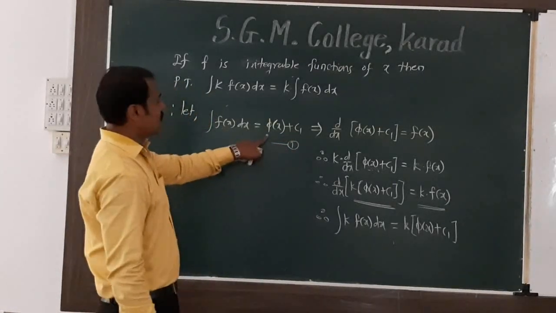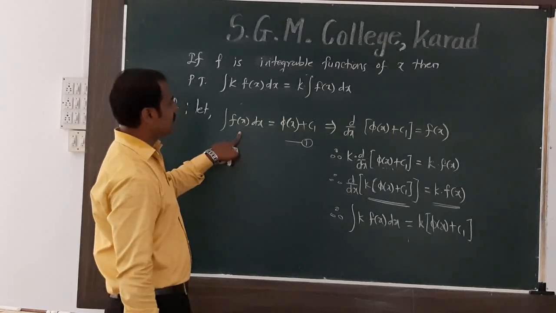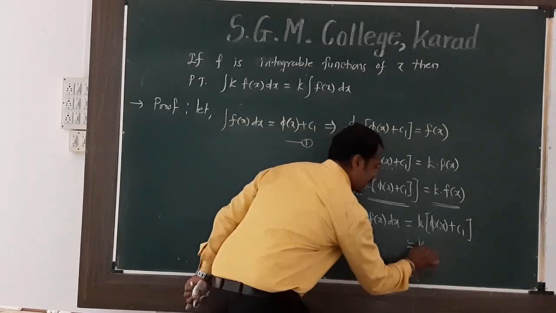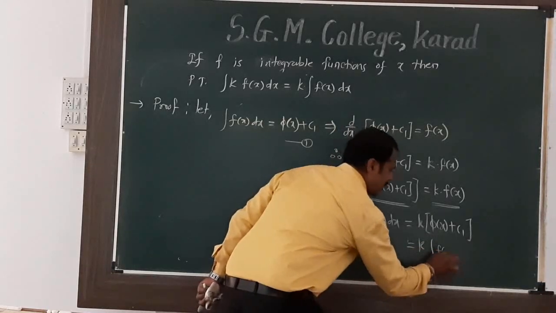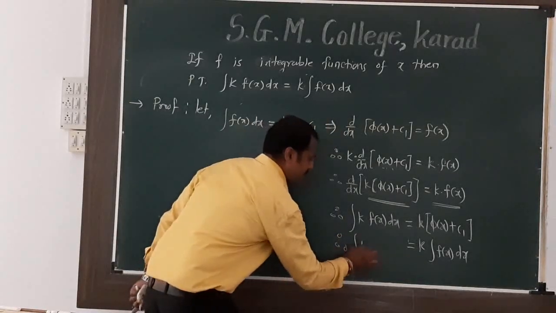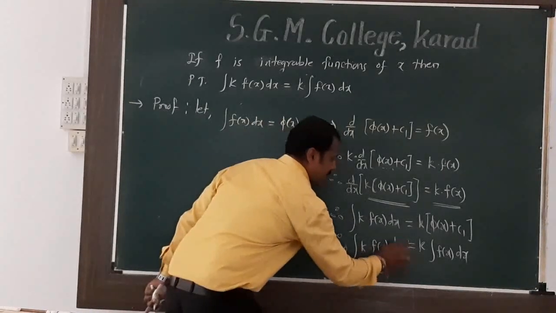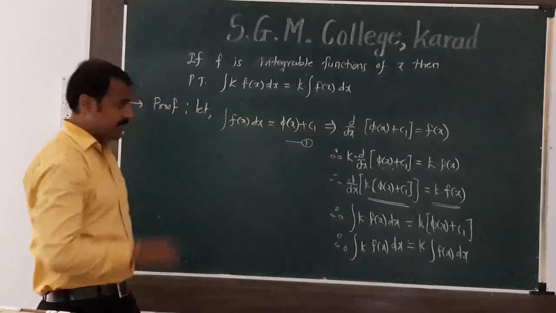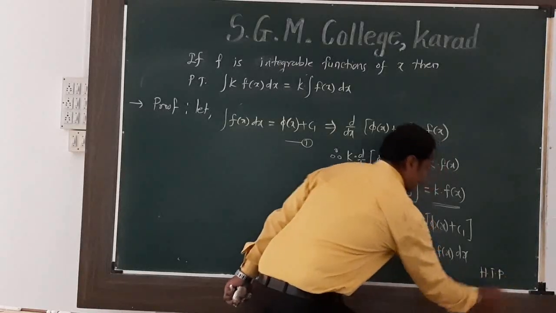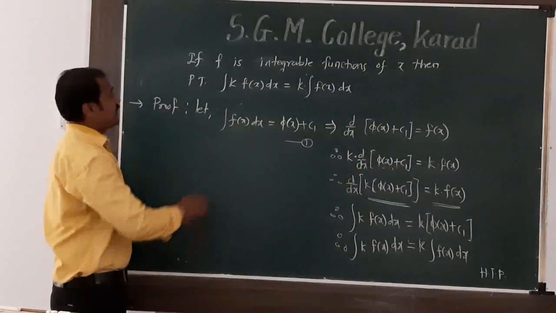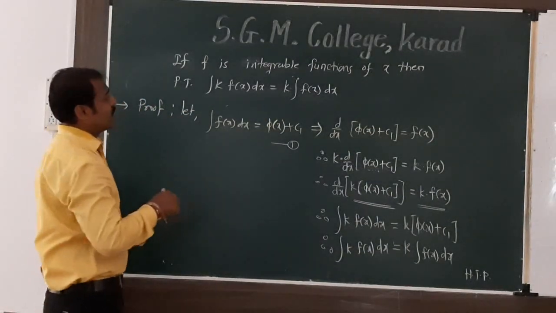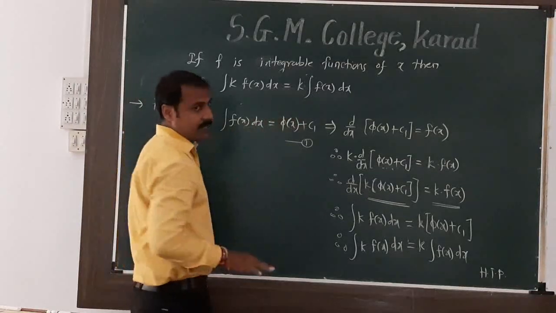From equation first, phi of x plus c1 is integration of f of x dx. So it becomes k into integration of f of x dx. Hence integration of k into f of x dx is equal to k into integration of f of x dx. Hence proved. The rule says that if there is any constant inside the integration, then we can take that constant outside the integration.